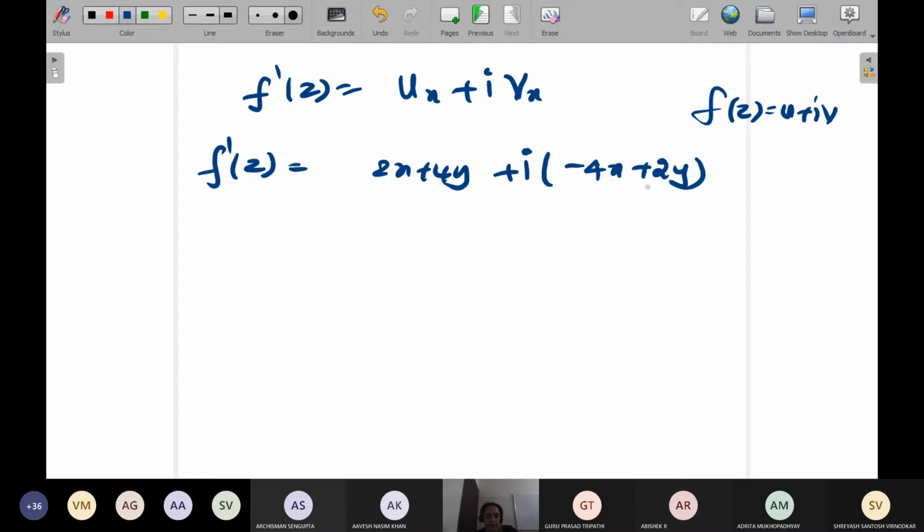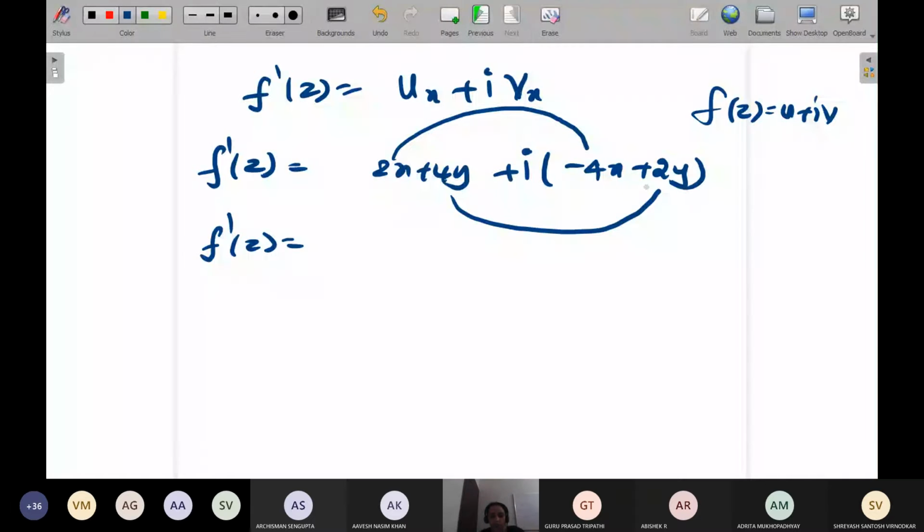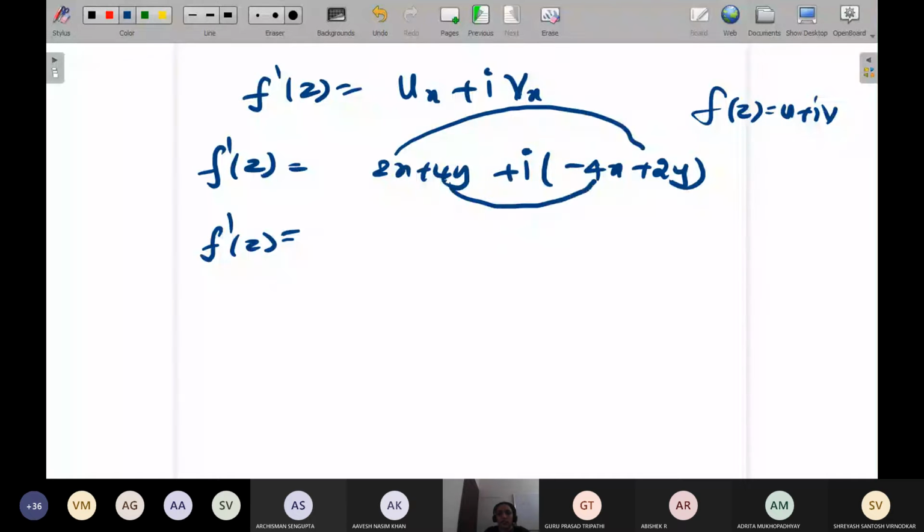Before integrating, you can even combine this. f of z is equal to, I can combine the x terms together and the y terms together. I can combine this and this, this and this. Now, how can you write it? 2 into x plus iy plus 4 into x minus iy.